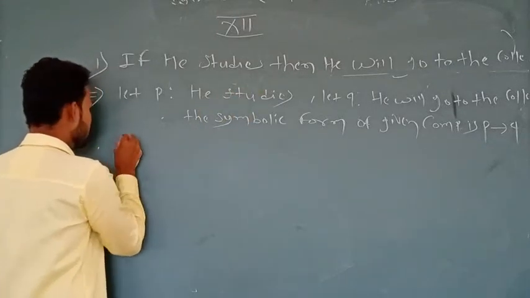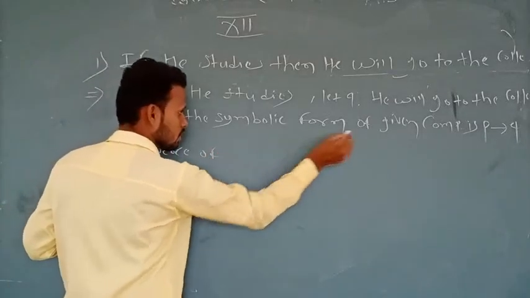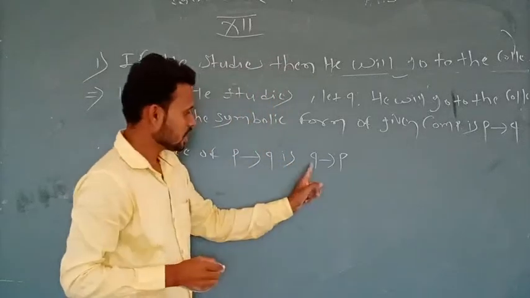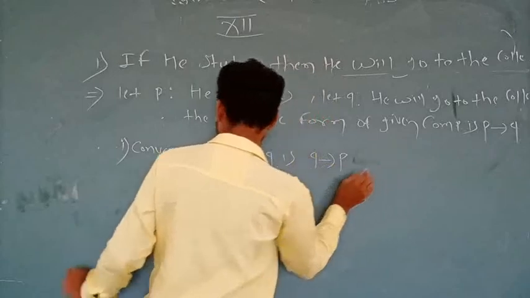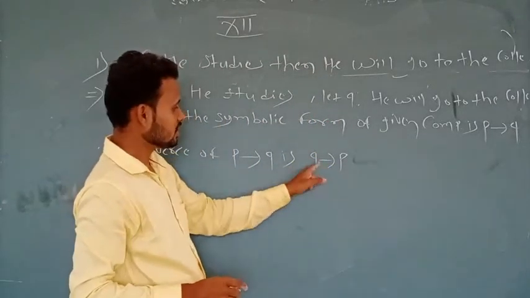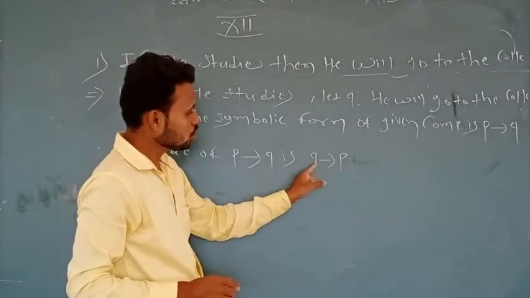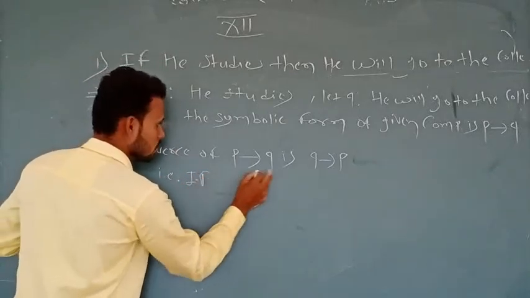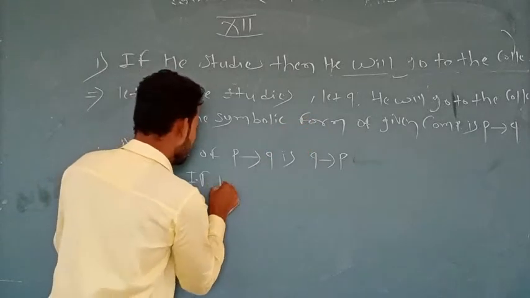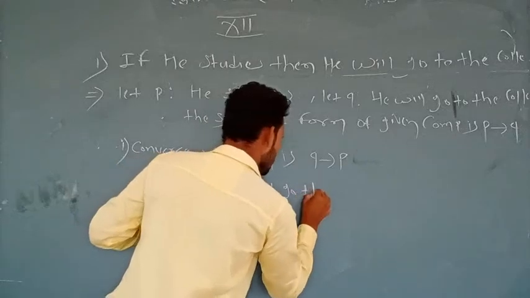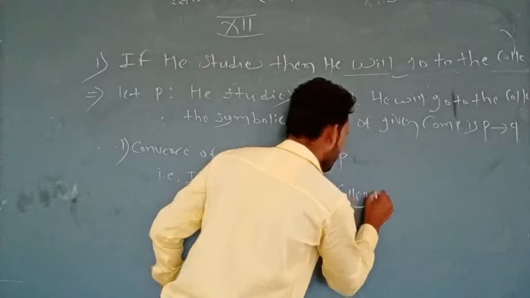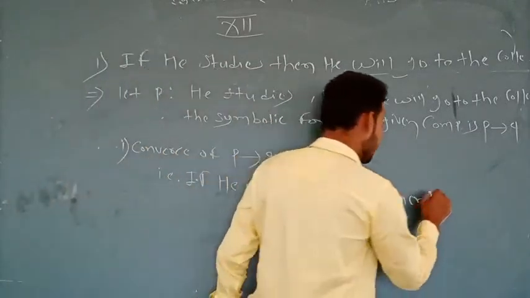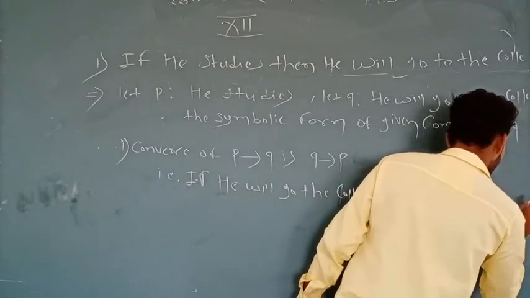Therefore, first, the converse of the conditional P implies Q is Q implies P. That is, Q implies P. It means this statement denotes: if Q then P. Therefore here we can write: if Q, the statement is he will go to the college, then P, the statement denoting he studies. So if he will go to the college, then he studies.